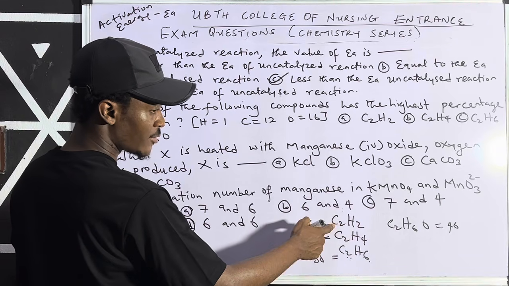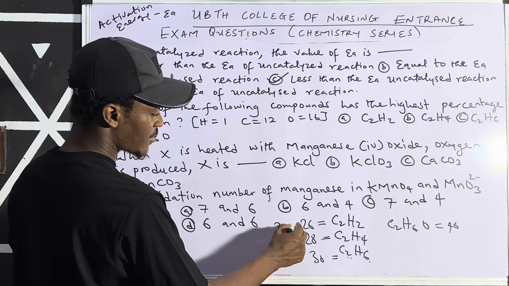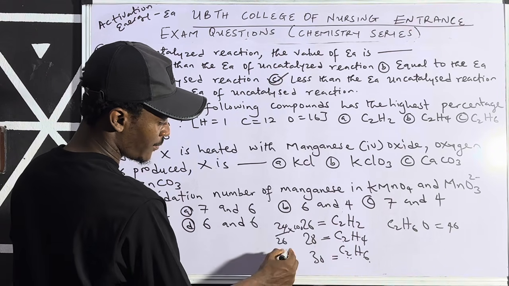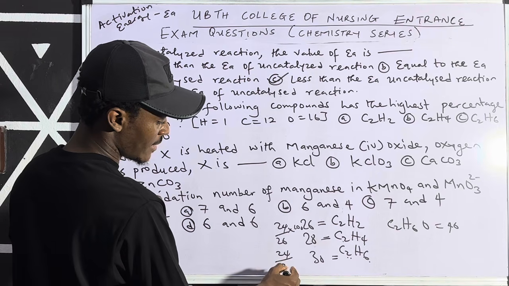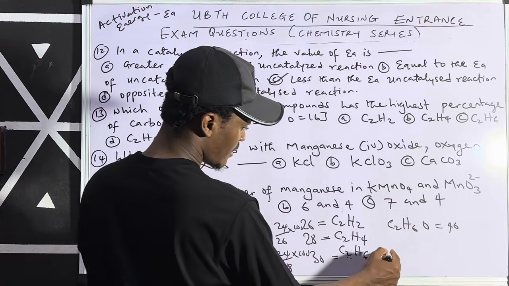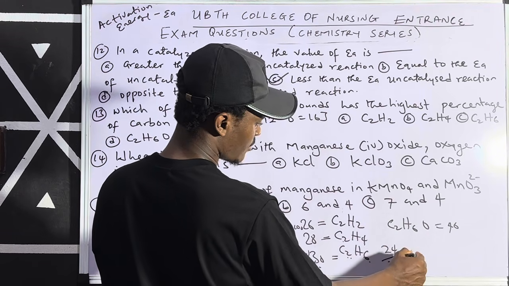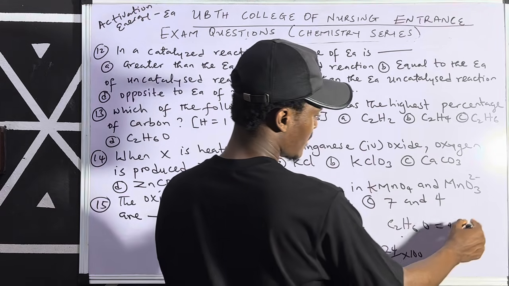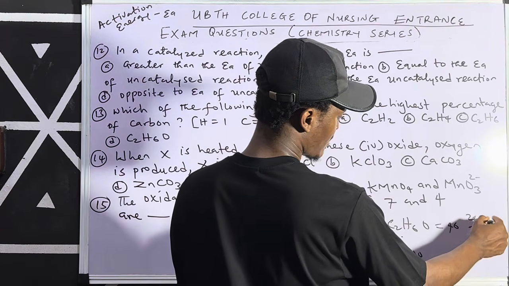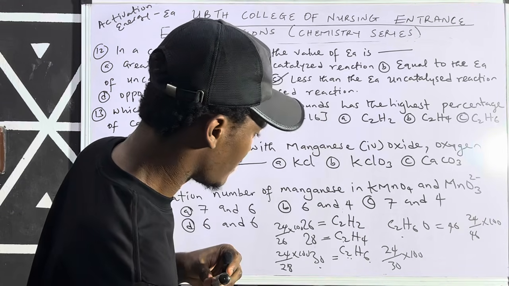So let's get the percentage composition of carbon in each compound. Remember, carbon is 12 times 2, which is 24. So 24 over 26 times 100. Then here should be 24 over 28 times 100. Then over to this place is 24 over 30 times 100. Then over to this place is 24 over 46 times 100. So with the help of our calculator, we can get the answer easily.